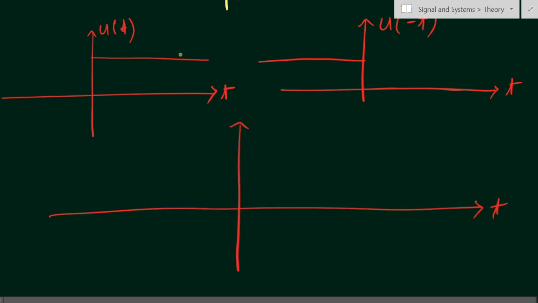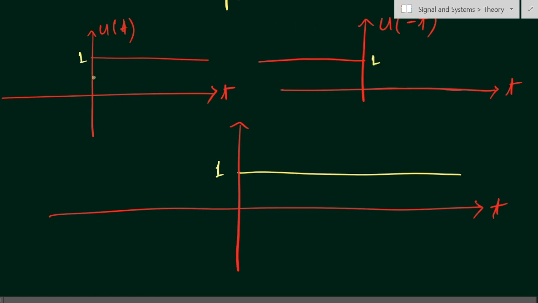U of t has a 1 value, and here we have 0 value for t greater than 0. That means 1 minus 0 will have 1 value. Okay, this is 1 value. So at this point what we'll have? This value is 1, because this is a unit step function. Here also we'll have this 1 value.